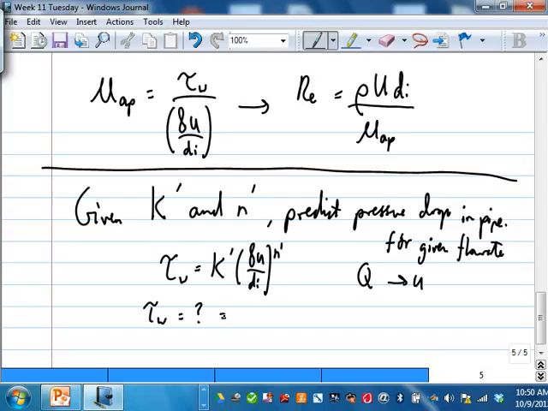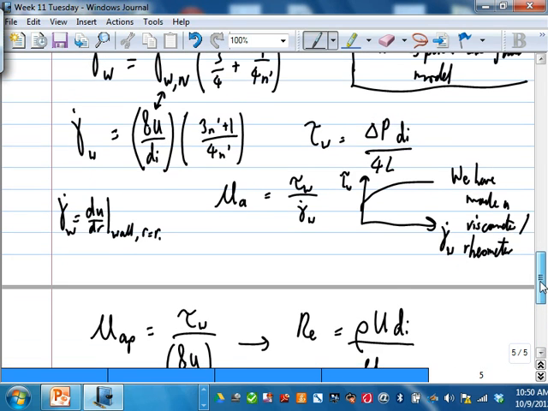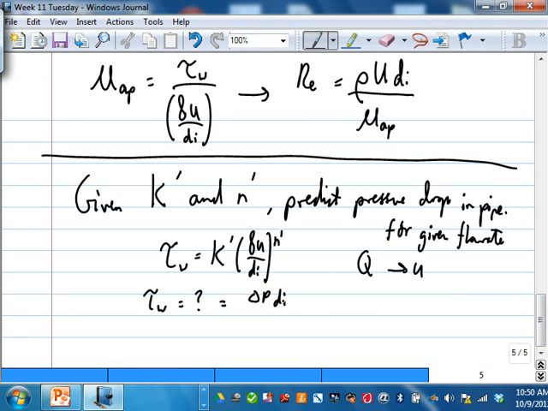And shear stress on the wall equals delta P. What's the relationship again? Di over 4L. Then therefore delta P equals what? Easy. Is that correct or not? Too easy. It's a question worth over 10 marks. Something's going on here. This is correct, if laminar flow.